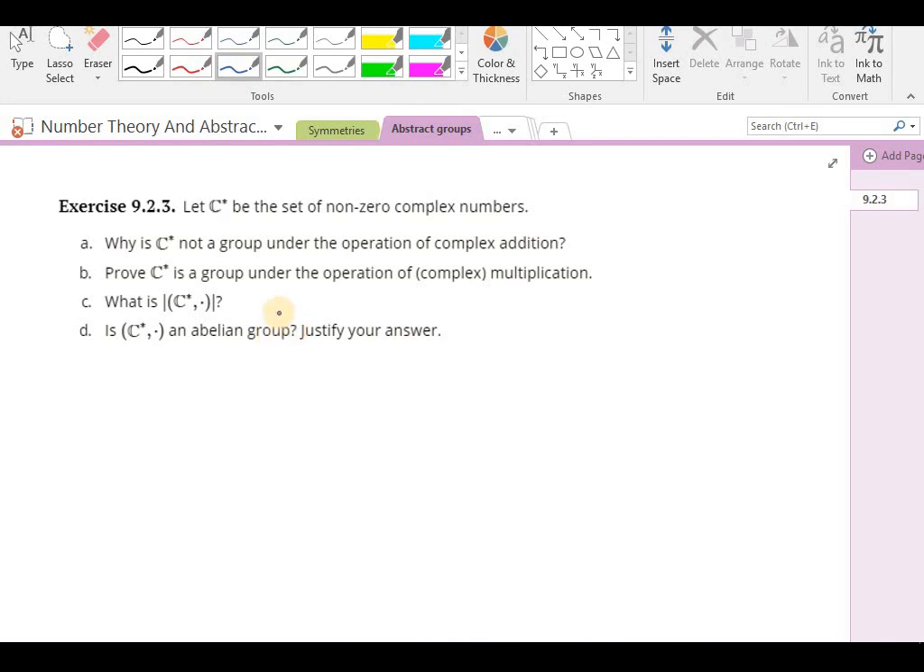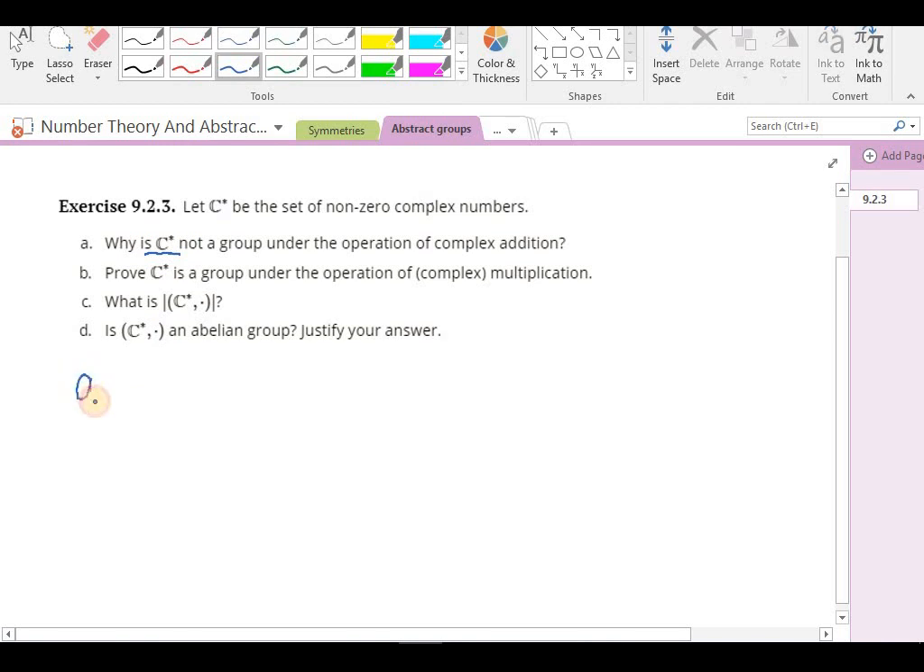All right, so I'm going to look at this exercise 9.2.3 just to show you and give you some idea about how much you need to write and what the expectations are. So let's look at A. Why is C star not a group under the operation of complex addition?